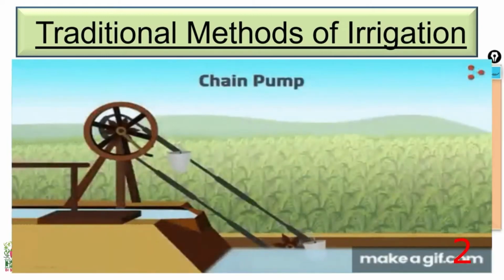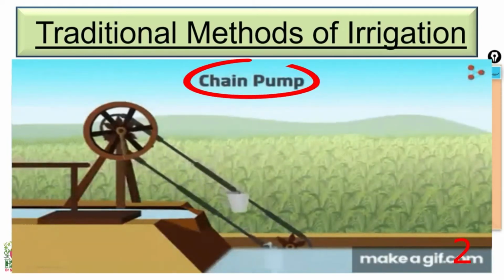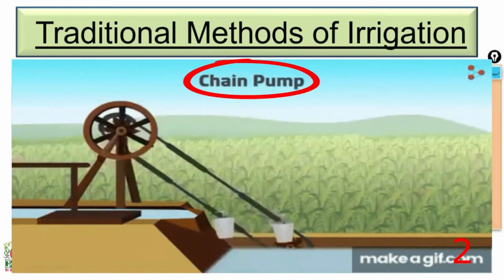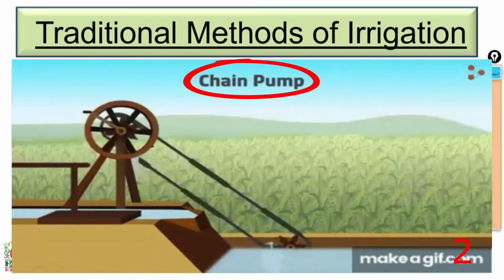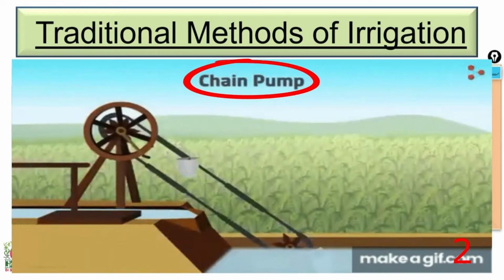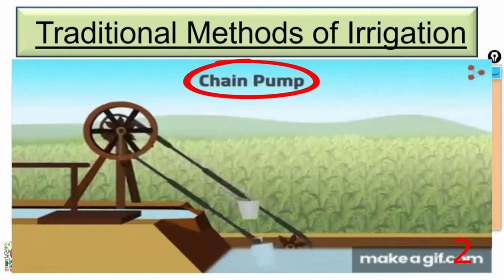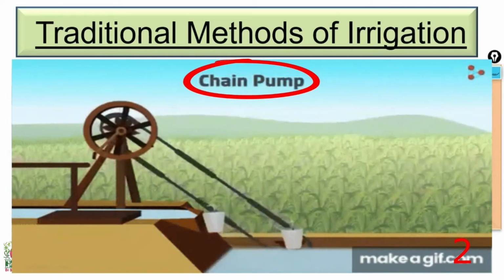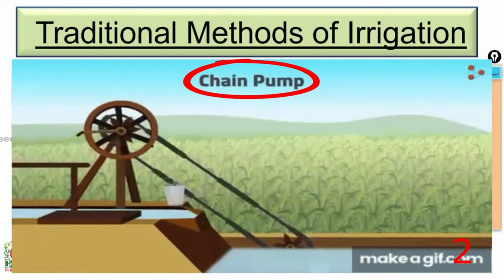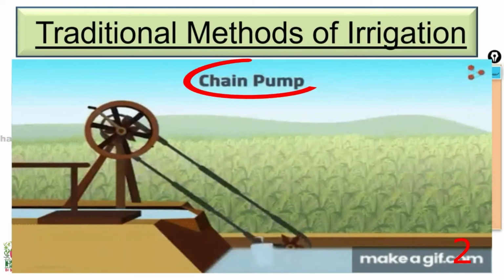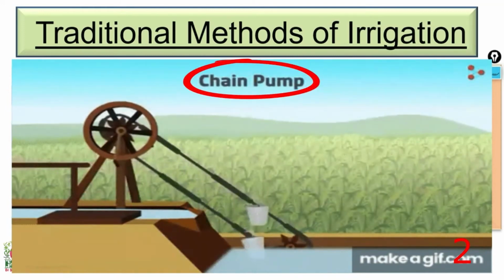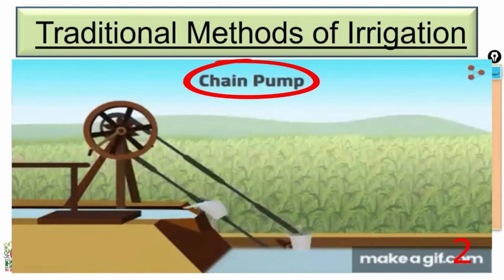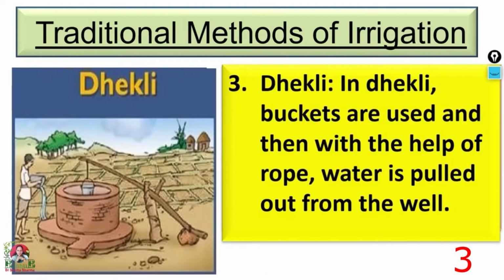The second traditional method is chain pump. This is also a very interesting method. In this method, 2 wheels are used. One is visible in this picture, whereas the second one is in the well. They are connected with each other through a chain, and buckets are joined with the wheels. When these wheels rotate, buckets get filled with water and water comes out, and that water is used for watering of the field.